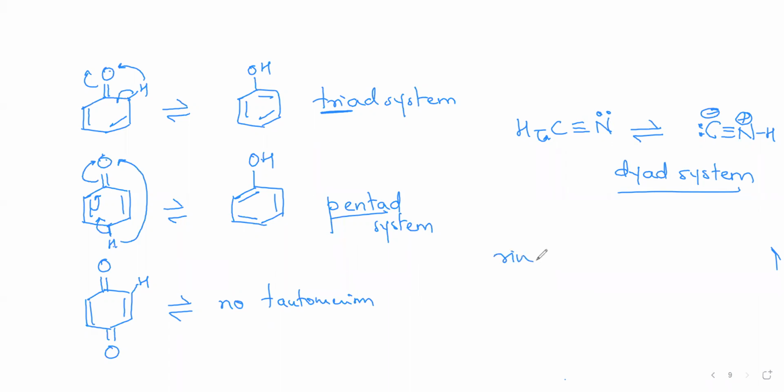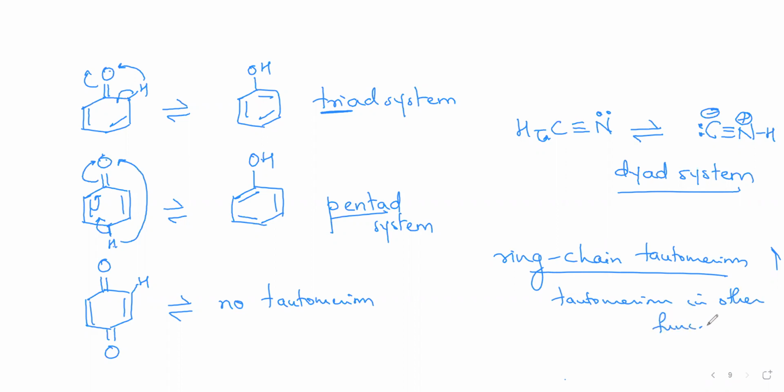Now I have to do ring chain tautomerism, which I'll be starting in the next class only. There is no time now, only 4 minutes are there. Ring chain tautomerism is remaining. And you also have tautomerism in other functional groups. And then you have the mechanism, that is acid catalyzed tautomerism and base catalyzed tautomerism. So these are the topics remaining, which I'll be covering in the next class.